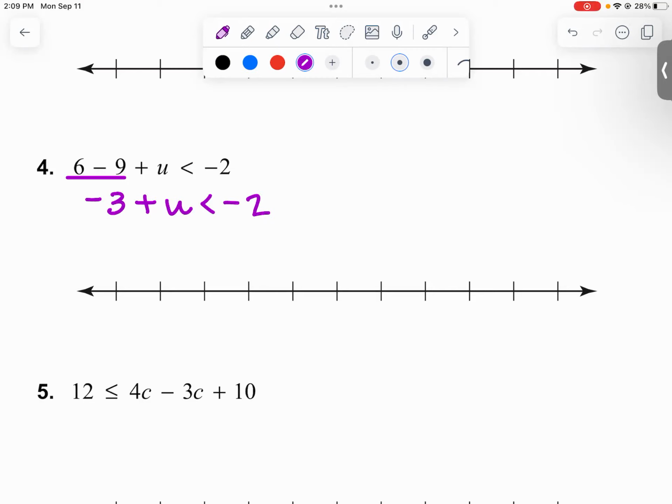Okay. So now, let's see what do we need to do to both sides. What did you say? How about we just add 3? Okay. Because a -3 plus 3, those are going to cancel out to 0. Yeah. So what do we get? U is less than 1.